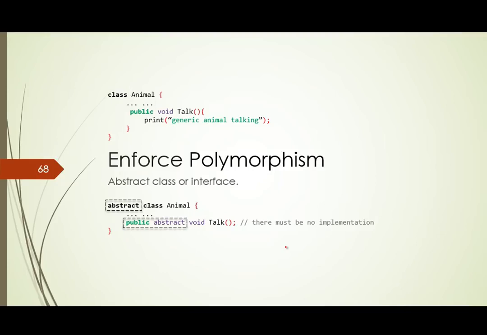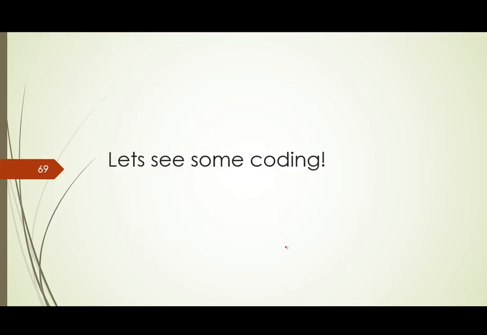The good thing about an abstract class is it could have definitions and an interface couldn't. And we're going to see some real world examples of how you could use interfaces and abstract classes in the strategy pattern. But for the time being, just keep it simple. Let's see some coding.